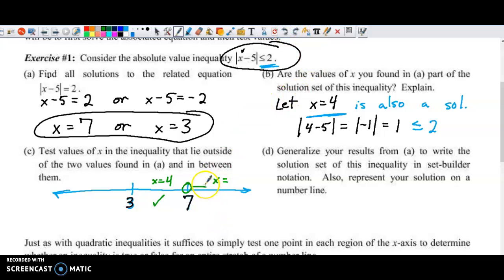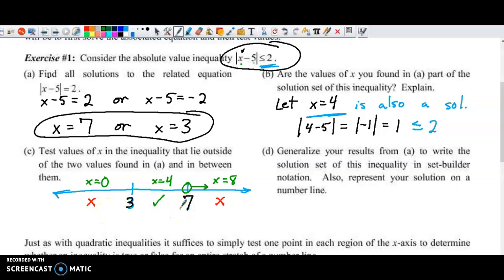Like x equals 8. Well, if I plug that in, 8 minus 5 is 3, and the absolute value of 3 is still 3, which is not less than or equal to 2. So that does not work. And I can do the same thing for values that are smaller than 3. Let's say x equals 0. Well, 0 minus 5 is -5. The absolute value of -5 is +5, which is not less than or equal to 2, so that did not work.